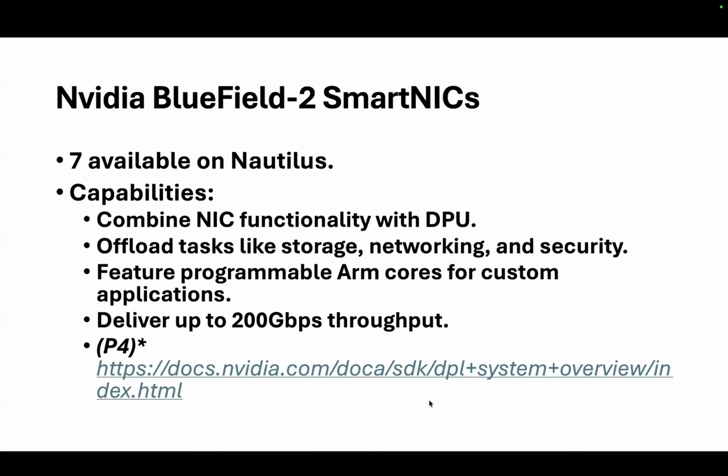And like we mentioned, there are seven BlueField 2 DPUs, or SmartNICs, available on the iGrok node. They combine the NIC functionality with being data processing units to offload tasks like data processing, storage, telemetry, networking, and security. They feature ARM cores of their own, so you're completely bypassing and offloading from the host system for any custom applications, which are loaded in the form of Docker containers on the ARM cores. They're also 100 gigabit per second per port, and they're dual port.